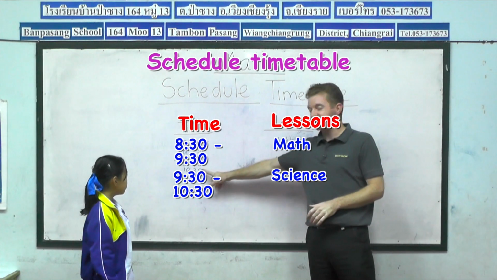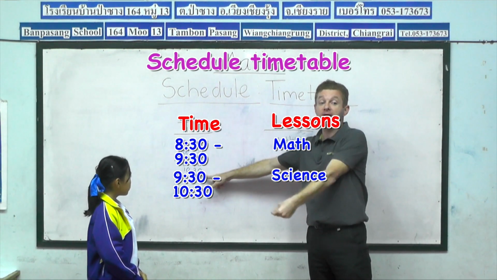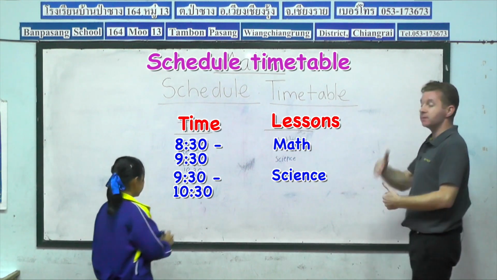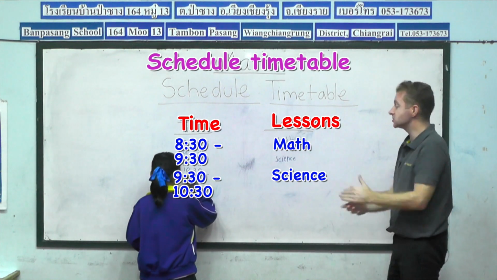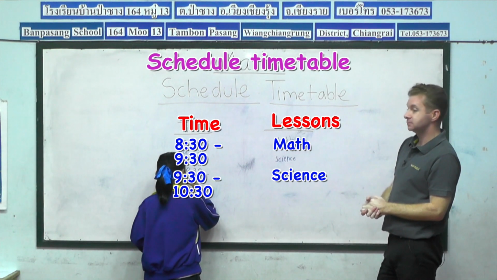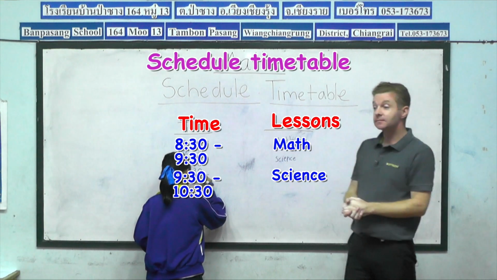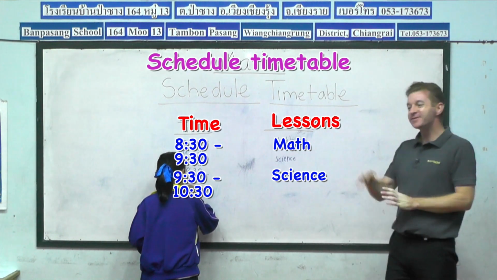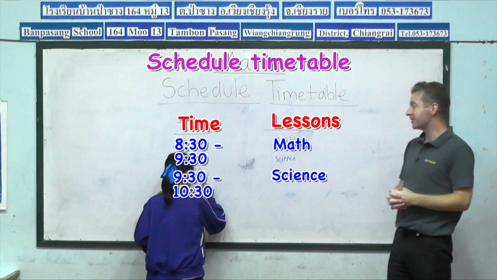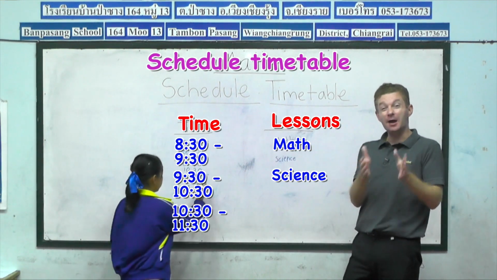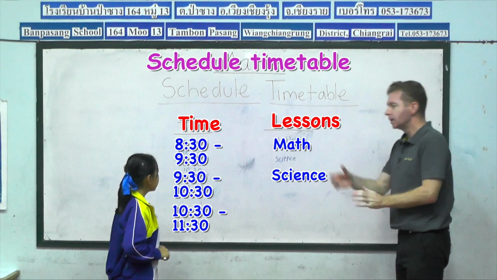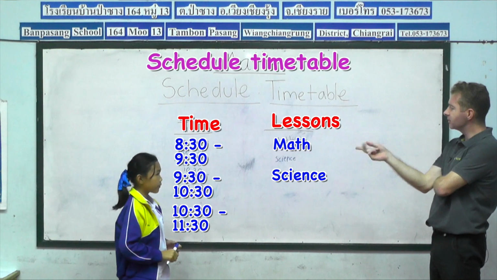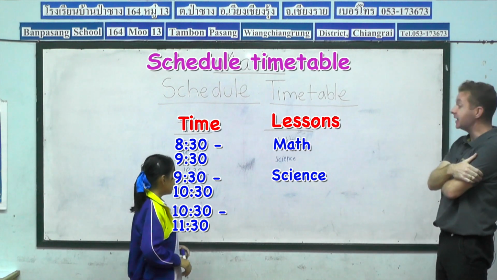Science class finishes at 10:30. So what does that mean about the next class? Begins at 10:30 because the times all follow in sequence on a timetable until 11:30, because our classes are 1 hour, allowing our students a little break in between. But Nadia, after science today, what class do we have? We've got math, science, and then we've got English.